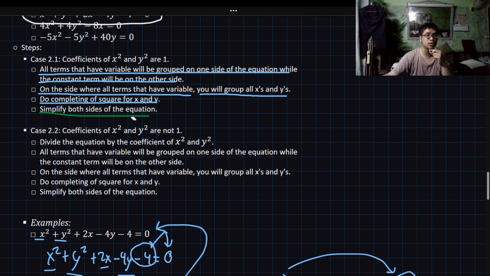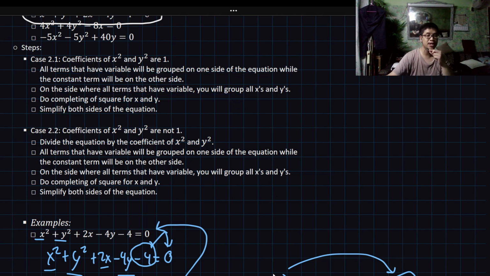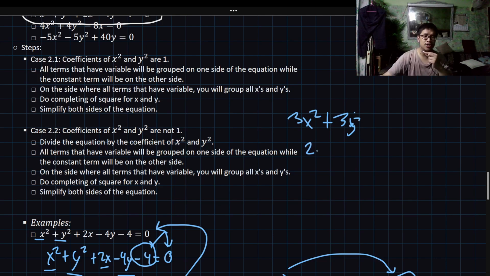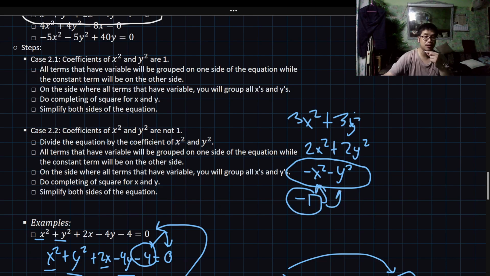Okay, case 2.2. The coefficients of x squared and y squared are not 1. So basically it could be, for example, 3x squared plus 3y squared, or it could be 2x squared plus 2y squared, just like earlier, or it could also be negative x squared minus y squared. Because here, the coefficient of x squared and y squared is not 1, but rather negative 1. Okay? So, what are we going to do?